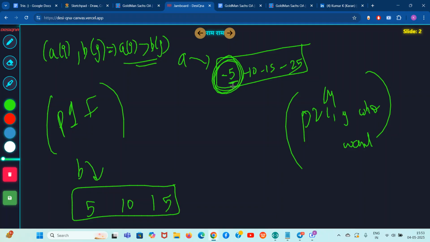So this five is, let's say, my I pointer. Let's take it as my J pointer, and let's take this as my I pointer.